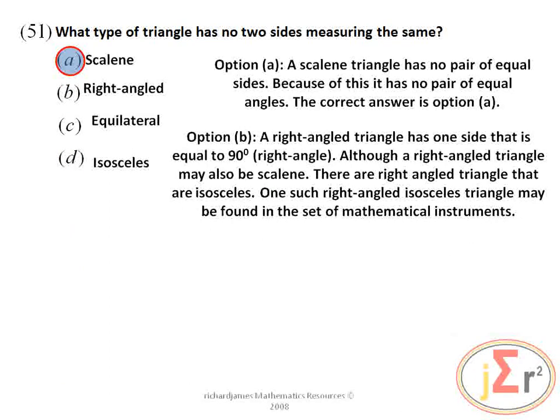Option B now. A right angle triangle has one side that is equal to 90 degrees. So although we have found our correct answer, we are still discussing the other options.